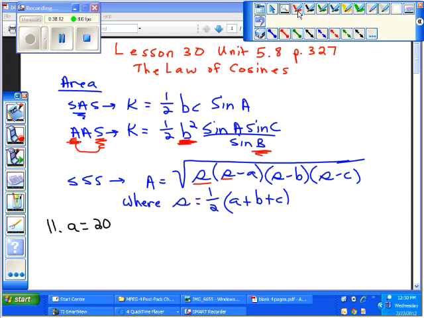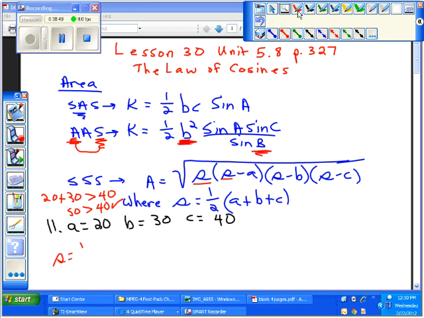Number 11, we have A is equal to 20, B is equal to 30, and C is equal to 40. Now, before we go any further, let's talk about it. Can that even be a triangle, and how do you know if it could even be a triangle? To be a triangle, it has to be true: the sum of the smaller two sides has to be greater than the larger side, right? And so 50 is greater than 40, so yes, it is a triangle. We need to remember that in the back of our mind. Anyway, hopefully we wouldn't try to trick you on a test.